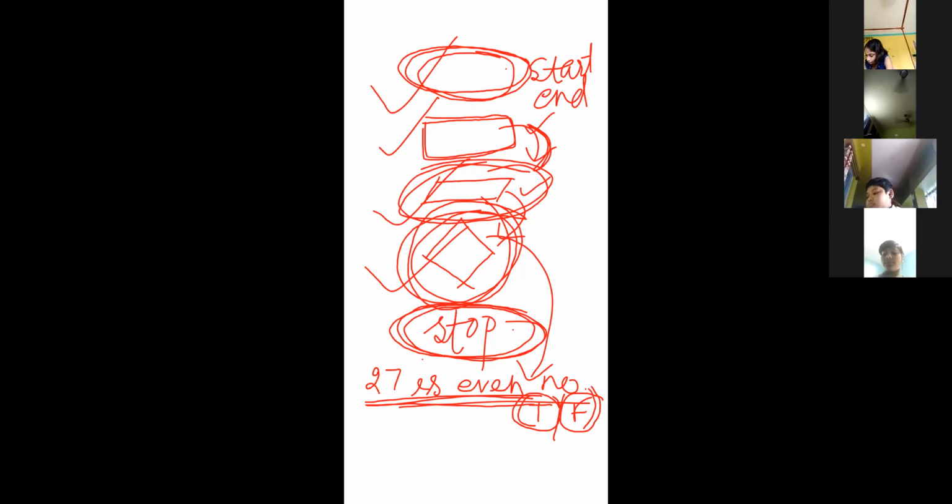Decision making means understood? Suppose I have asked you one question: find the sum of 21, 22, 23. That is not a decision making question. We just add them and we will get one unique result. But in this case, you have to make the decision whether it will be true or false. So what will we write in that decision box? After the processing box, there will be one decision making box.